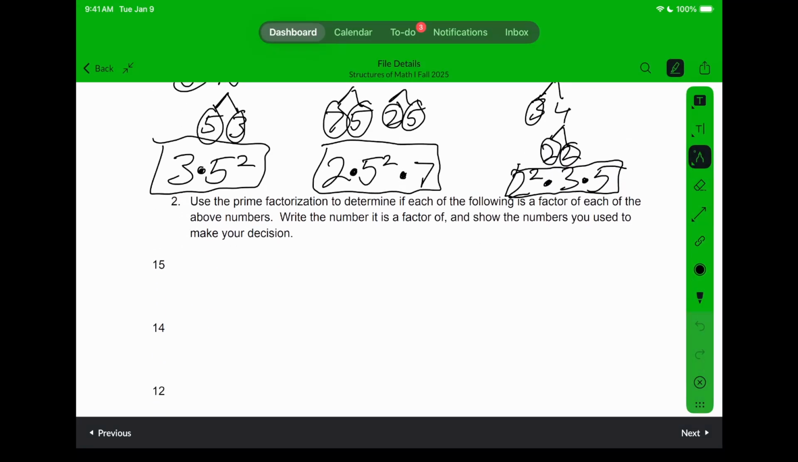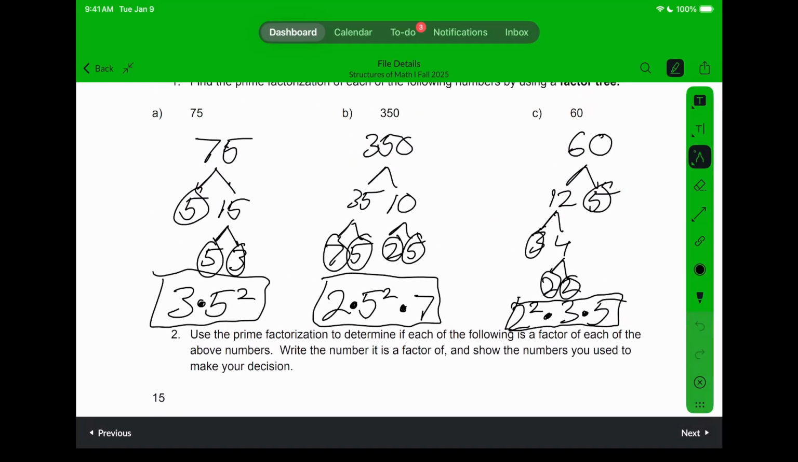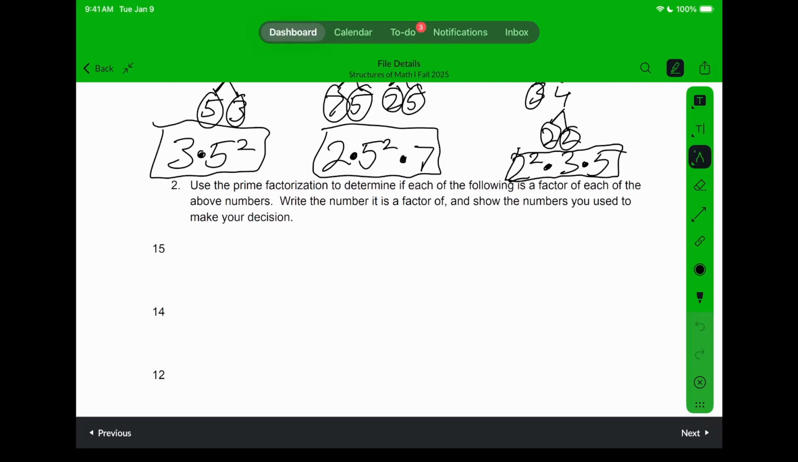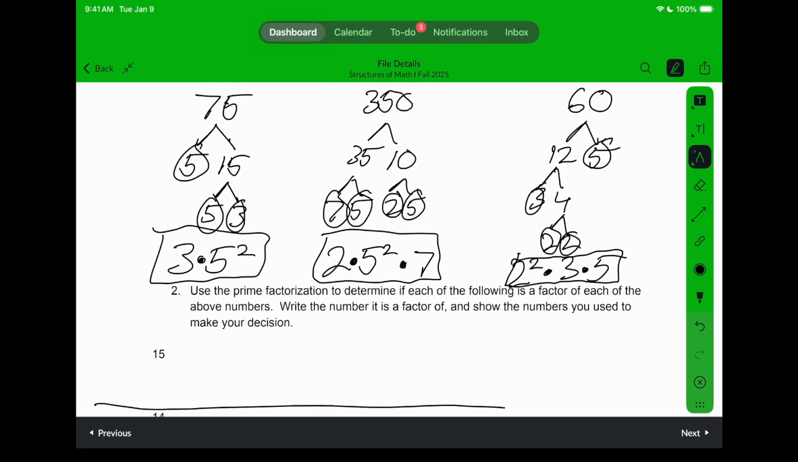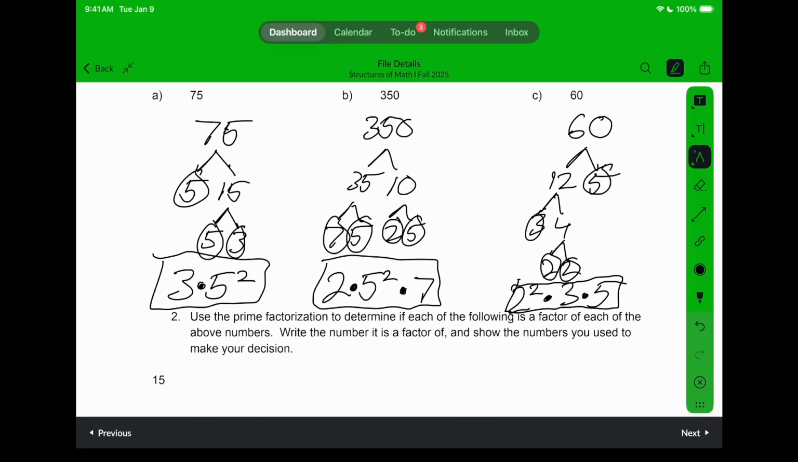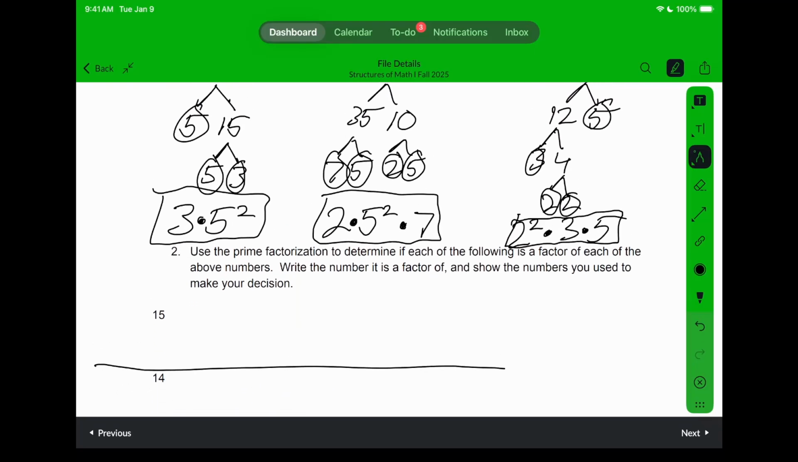Okay, so essentially we're looking at these prime factorizations to see if any of the numbers in any of these numbers are going to multiply to this. So we're going to start with 15. We can take it number by number. So 75. Yeah, 15 is a factor.